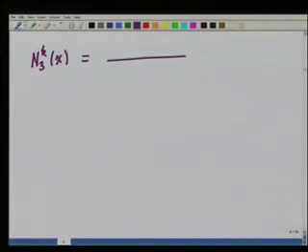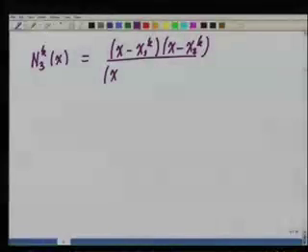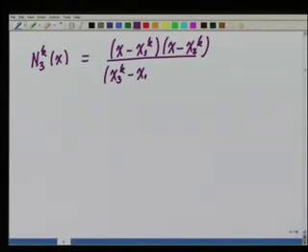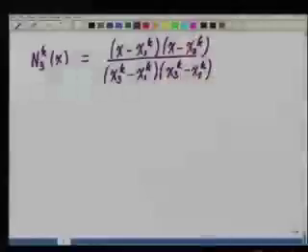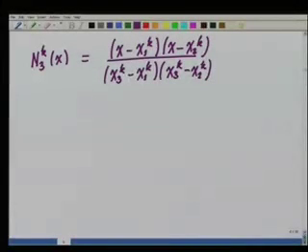Similarly, n3k by the same token can be written as x minus x1k into x minus x2k divided by x3k minus x1k into x3k minus x2k. So we have constructed the 3 functions at the element level which satisfy the 3 requirements we have imposed as far as the values are concerned. Okay. Now, what do we know?